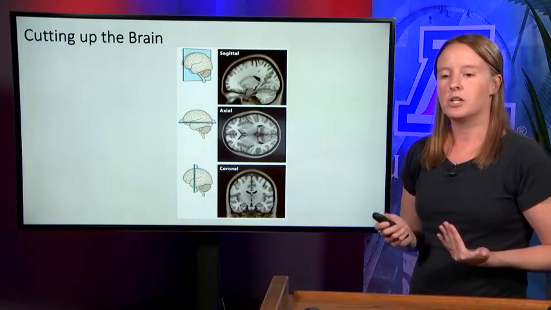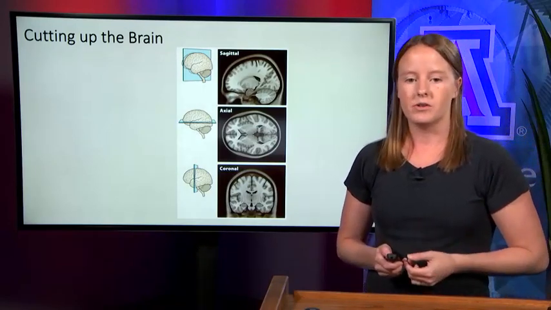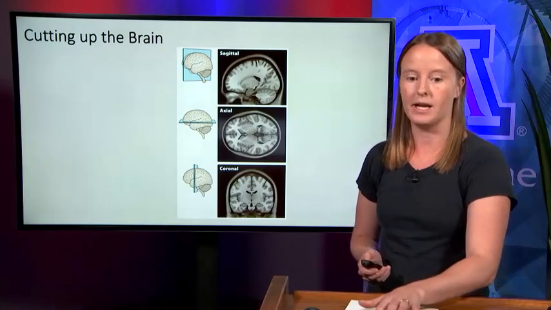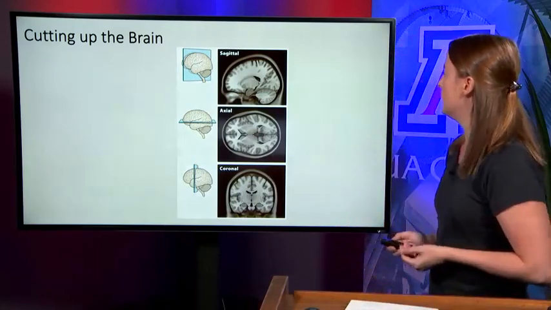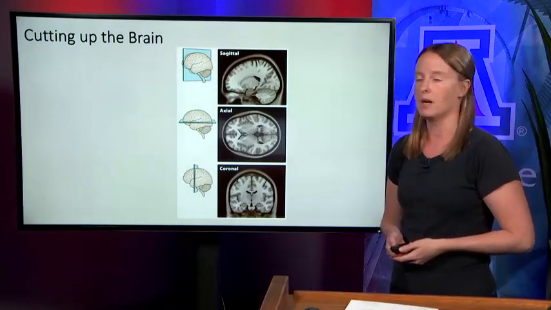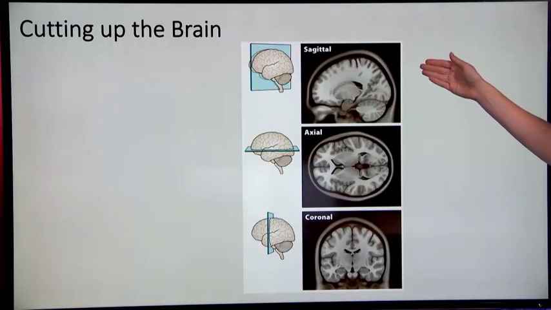Now I just want to touch a little bit on how we can examine the brain. In the field of neuroscience, we have all different methods for cutting up the brain and examining the brain. And it's important to be familiar with those different cuts or slices as they're going to be coming up during the class. So right up here, this is what we call a sagittal cut.